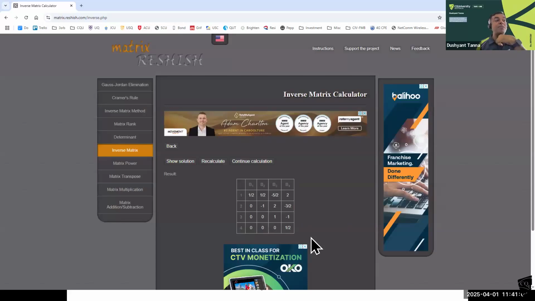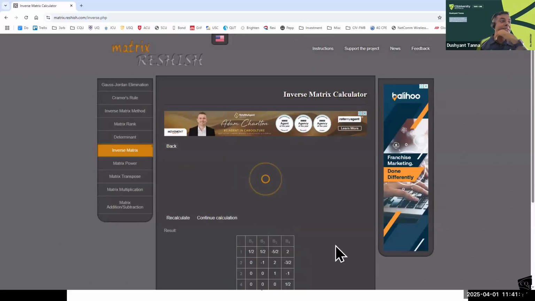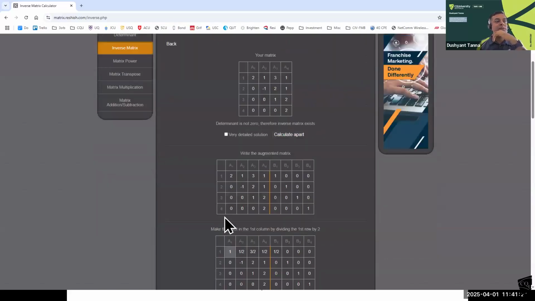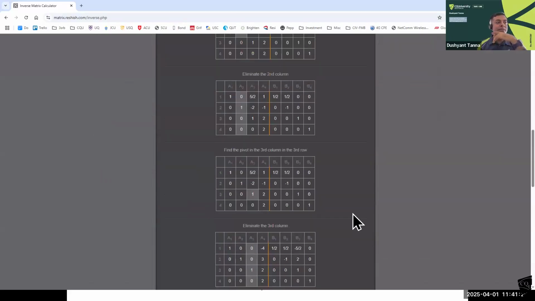The steps will be a bit different to what we have just learned using the adjoint method. You might have to go with some other website. And if you see, say, show solution, it will do something like the Gauss elimination method, which we will learn. But it will tell you everything.